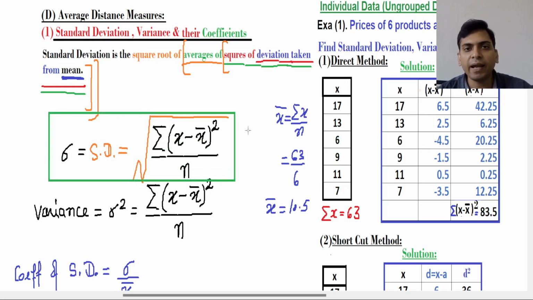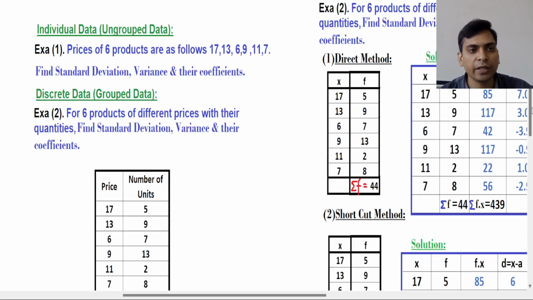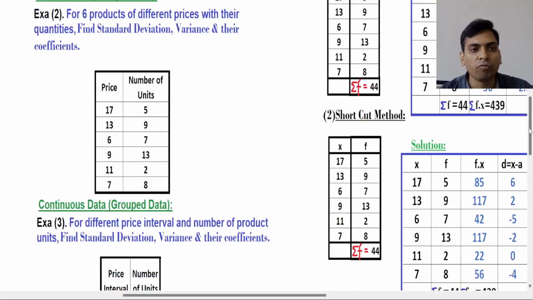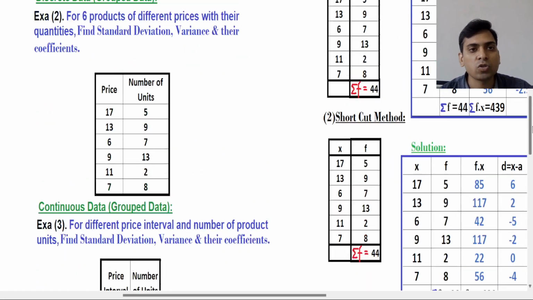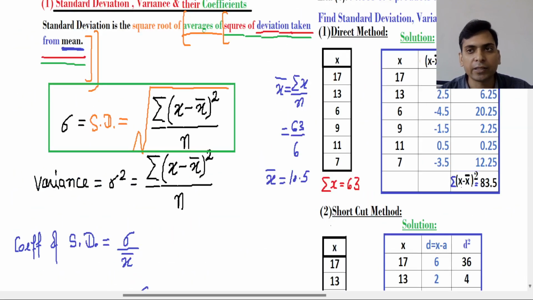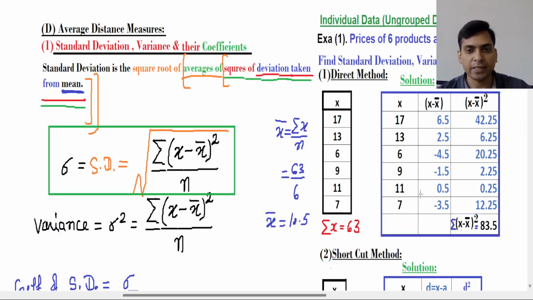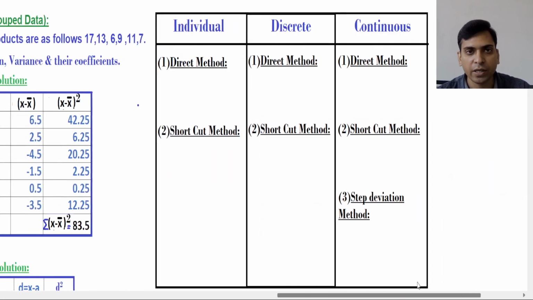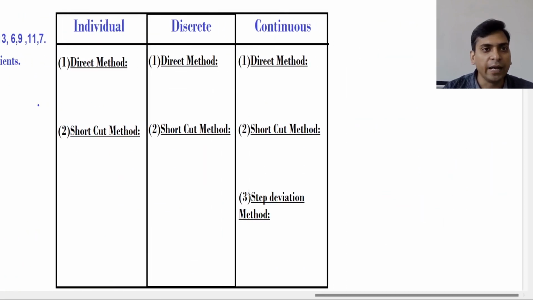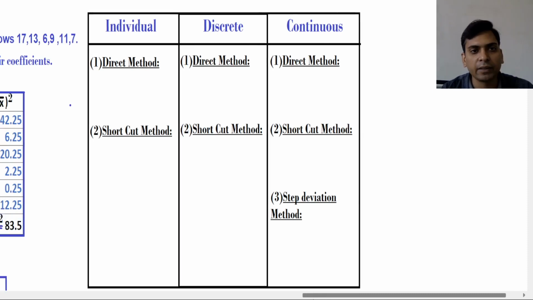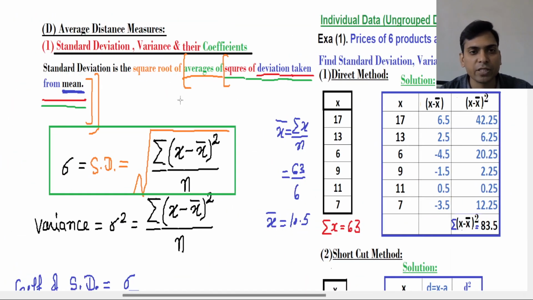Okay, so now we have different situations. We will have individual data, discrete data, and continuous data. Just like I taught in arithmetic mean, there are three categories: individual, discrete, and continuous. Individual has two methods: direct method and shortcut method; discrete has direct and shortcut; continuous has direct, shortcut, and step deviation method.